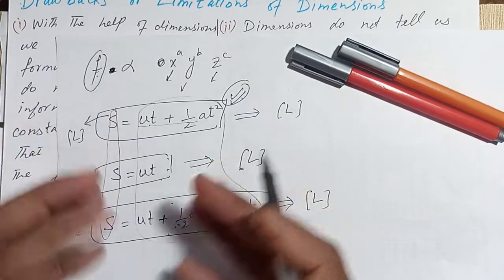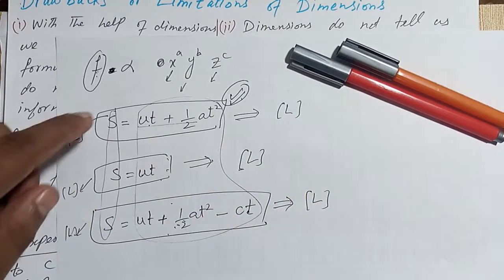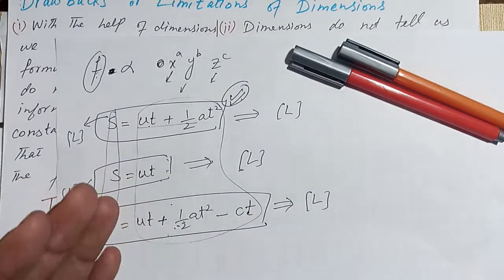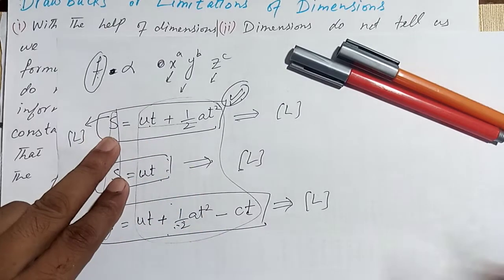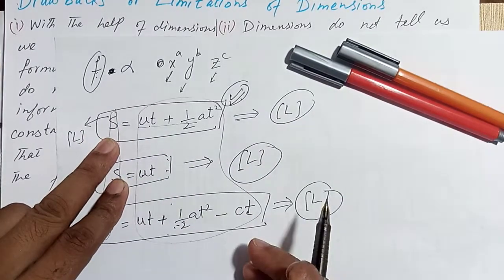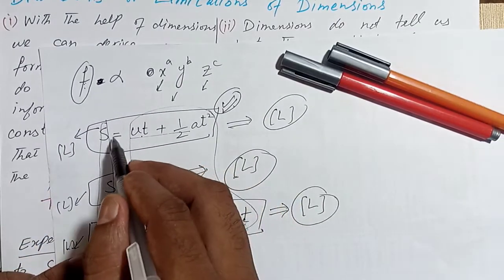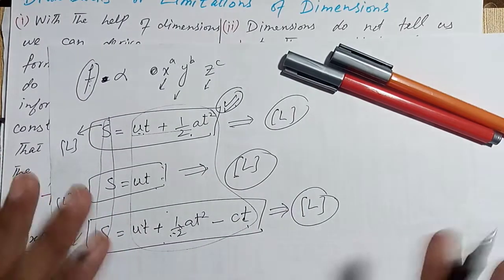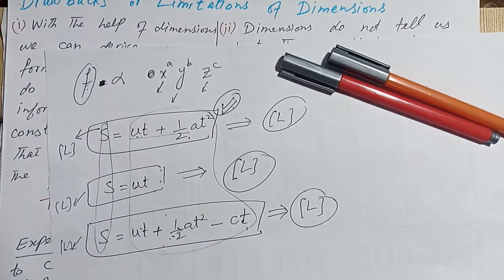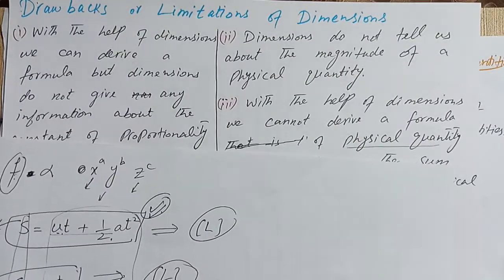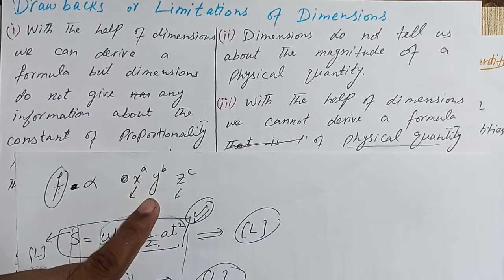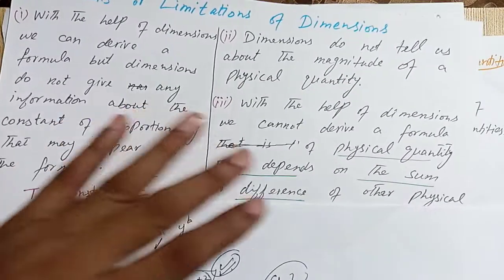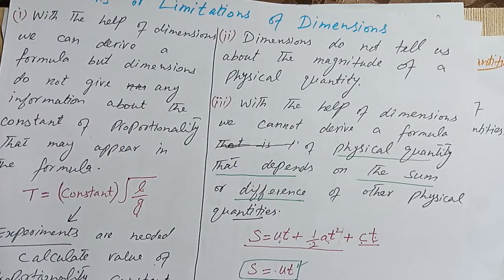So if we want to derive a formula for distance with the help of dimensions, we will reach the dimension of L, but whether that formula contains two terms or three terms, dimensions will not tell us. So with the help of dimensions, we can derive only those formulas in which physical quantities are being multiplied, not those in which the quantities are being added or subtracted. For that kind of formulas, the dimensions can never help us.